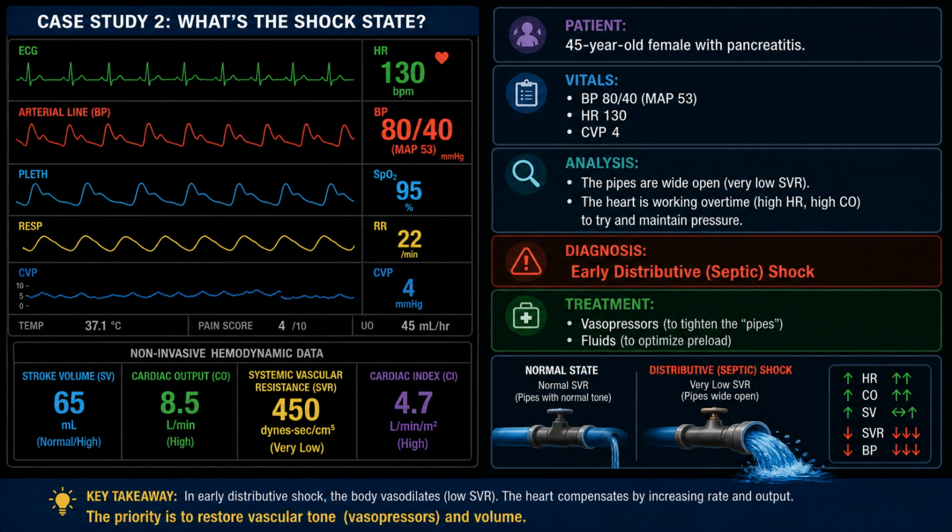Let's look at another case. A 45-year-old with pancreatitis. She's hypotensive with a MAP of 53, but look at her data. Her stroke volume is robust, and her cardiac output is high at 8.5. Her SVR, however, is incredibly low at 450. What's the story here? The pipes are wide open, and the heart is working overtime to compensate. This is classic early distributive shock. The treatment is vasopressors to tighten the pipes and fluids.